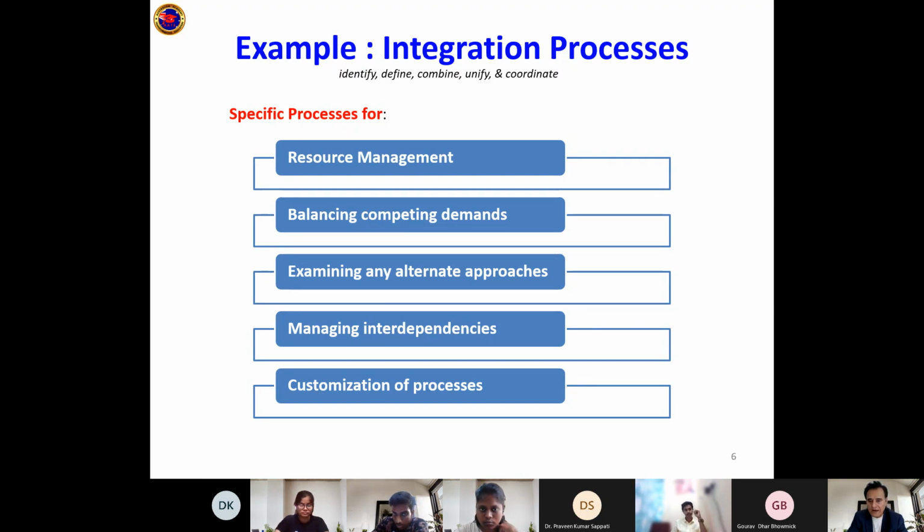The second one is balancing competing demands. Why competing demands? Because the team who is sitting in Europe has got their own bosses in Europe. Okay, you are the project manager for only one project. They don't report to you otherwise. They are hired for something else. So therefore, what will happen is there will be competing demand for their time. So you need to balance the competing time.